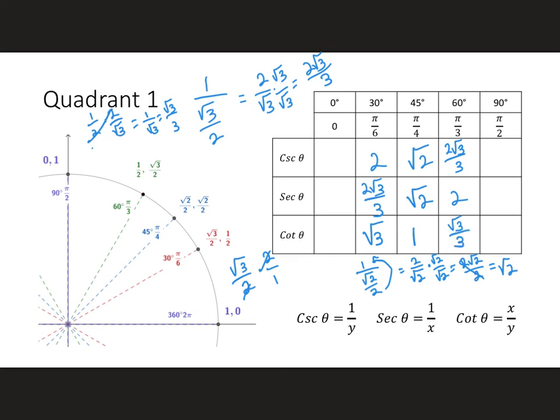Whew. All right, that was the hard part. The rest is easy. 0. What is the cosecant of 0 degrees or 0 radians? It's 1 over 0, undefined. The secant is 1 over x. That'll be 1 over 1, which is 1. And the cotangent will be 1 divided by undefined, which will also be undefined.